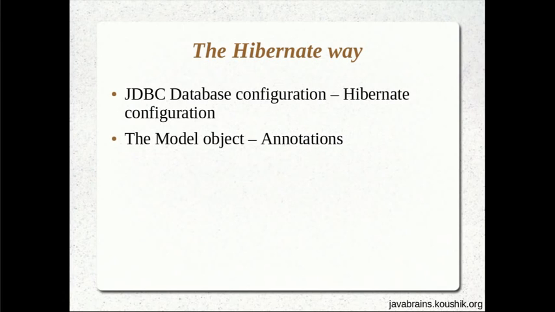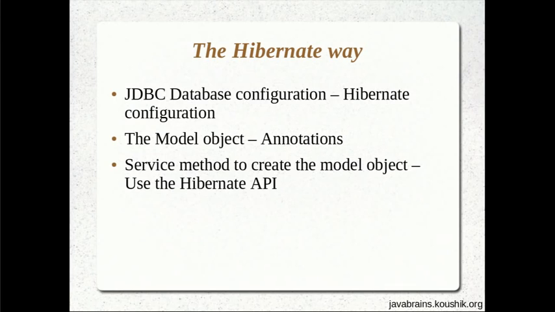Secondly, the model object. We will need to have a model object because Hibernate needs to know what object it needs to save. And we will have a model object and we will configure it in such a way that Hibernate knows what needs to be saved and how. So this is again something that will be more clear when we start writing the code. But yes, the model object needs to be written, and we will configure Hibernate to get data out of this model object by using annotations.